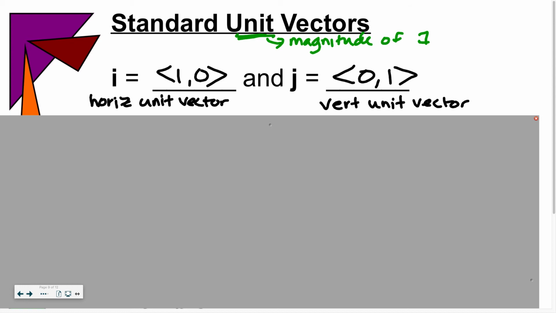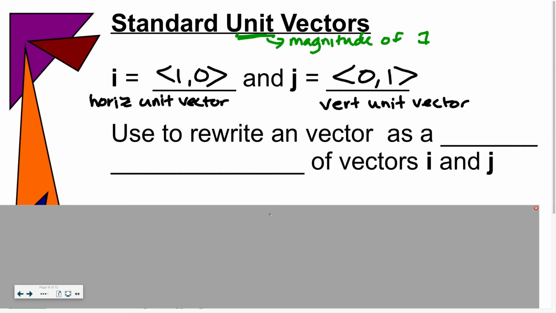Now, the I's and J's sometimes get people who aren't familiar with vectors. What I want to be really clear about is there's not a lot of math going on here. When we introduce the I's and J's, it's just another way to rewrite the same thing. You're going to use these standard unit vectors to rewrite a vector as what's called a linear combination of the vectors I and J.